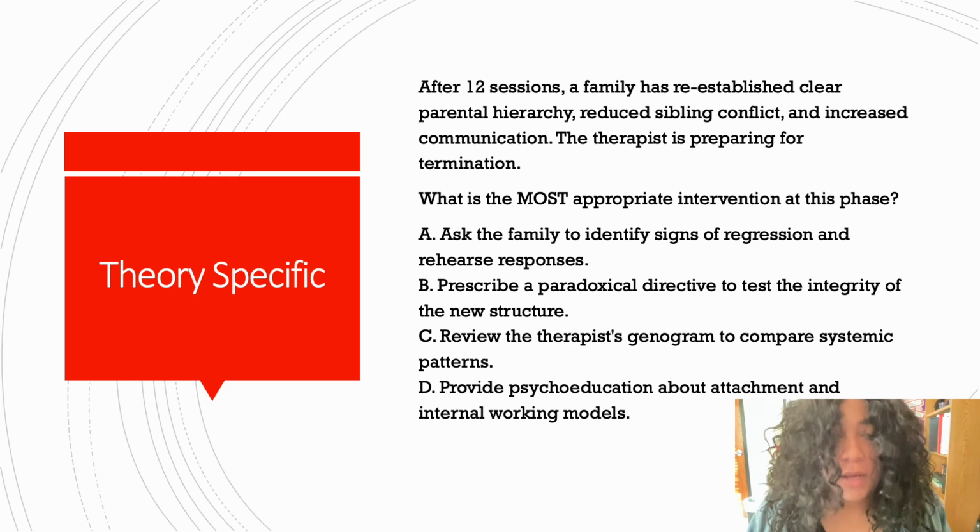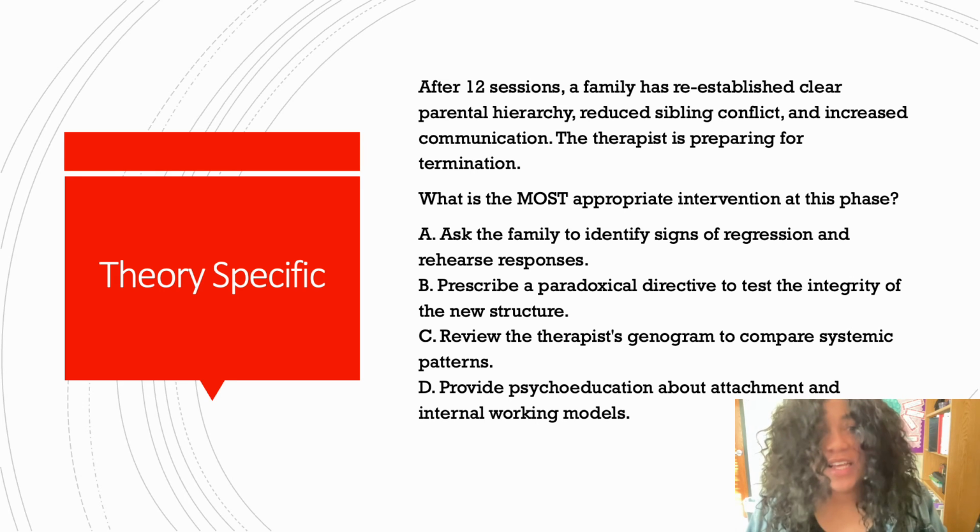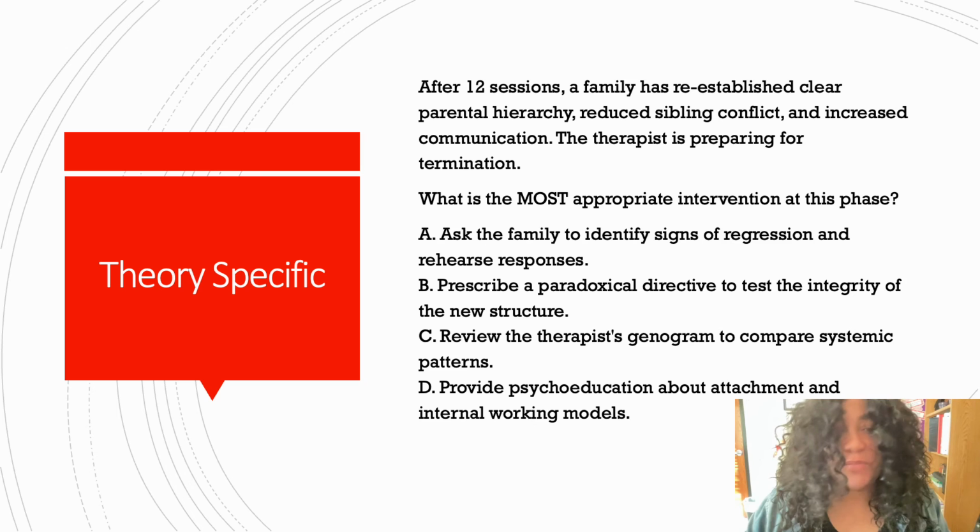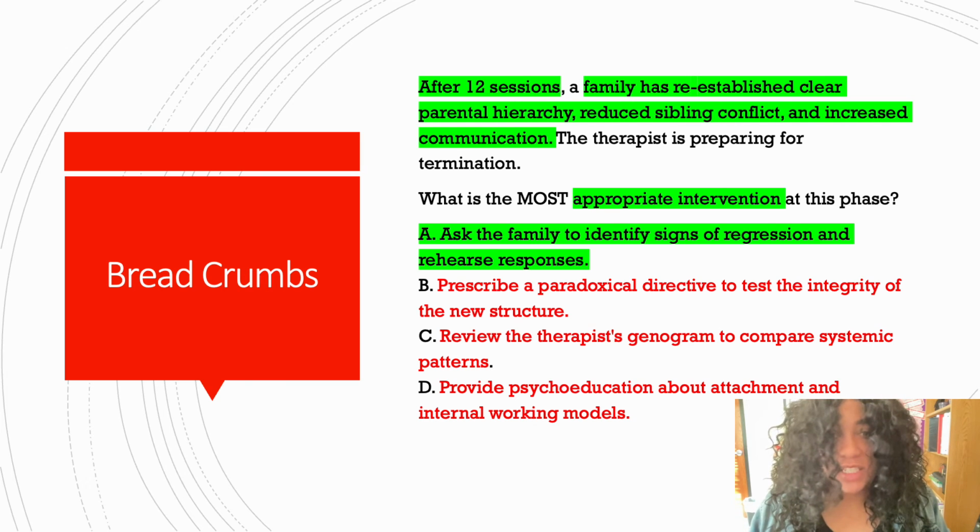So take a look at some of those responses. Ask the family to identify signs, prescribe a paradoxical directive, review the therapist's genogram, provide psychoeducation. Alrighty, so let's look at some of these breadcrumbs that I have. 12 sessions, reestablish clear parental hierarchy. It seems like their goals have been met. And what is an appropriate intervention in this phase of therapy? Because first of all, we know that this is structural therapy, right? So we turn on our structural therapy thinking, so that we can find the best answer.